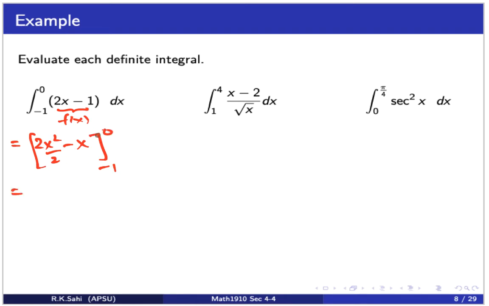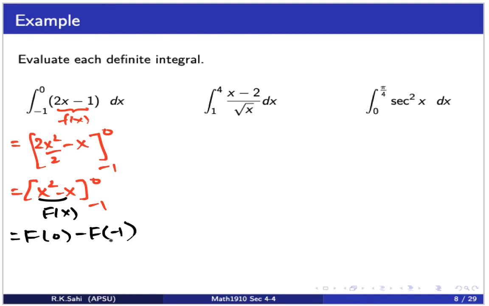Before we apply the fundamental theorem for the definite integral, I am going to clean it up. So I have x squared minus x from minus 1 to 0. Notice this is capital F of x. Now you apply the fundamental theorem, which is F of 0 minus F of minus 1.